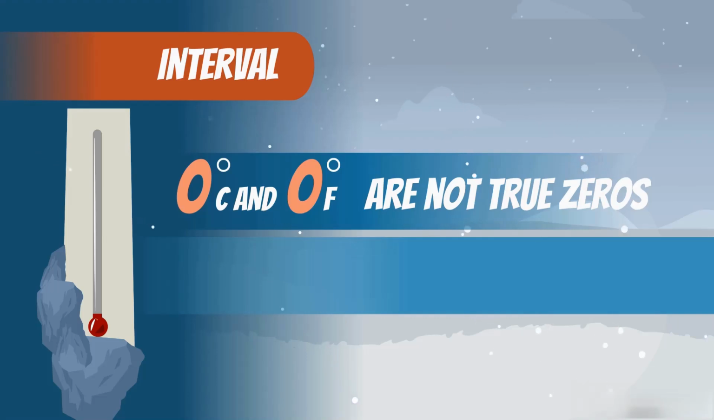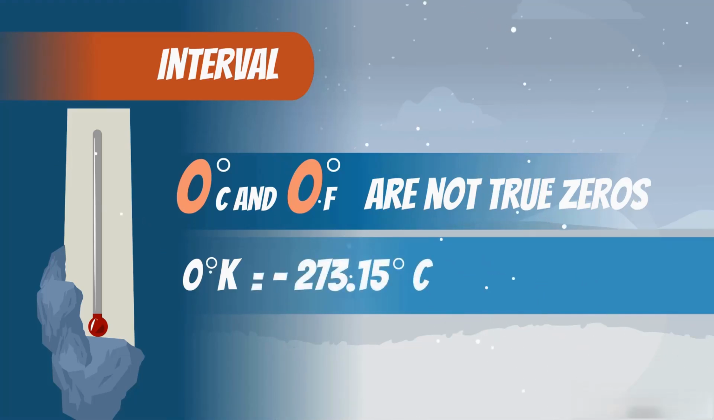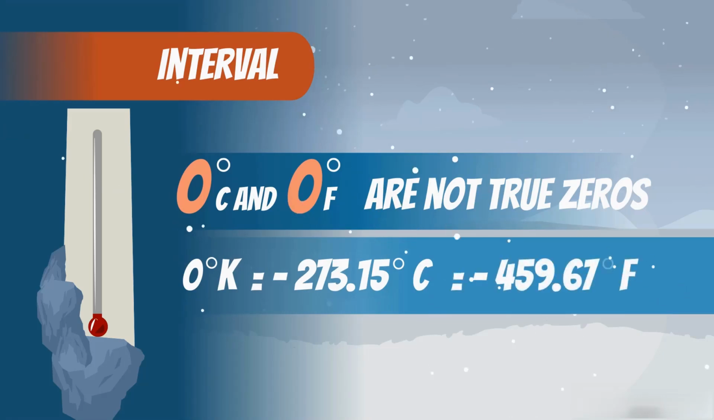Now, there is another scale called Kelvin, which has a true zero. 0 degrees Kelvin is the temperature at which atoms stop moving, and nothing can be colder than 0 degrees Kelvin. This equals minus 273.15 degrees Celsius, or minus 459.67 degrees Fahrenheit.